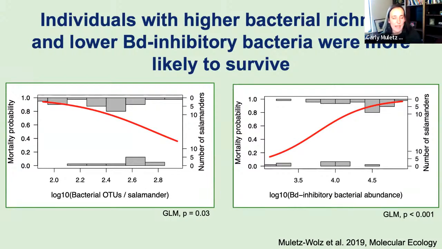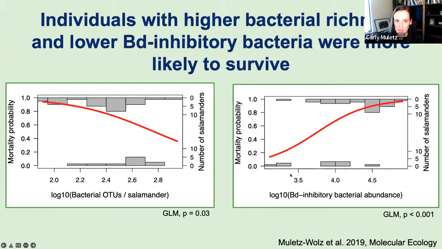So did the microbiome have anything to do with it? I'm showing you two plots here. So the probability of dying, with one being that you have experienced mortality, down to 0 where you have survived. And this is the number of bacteria you have on your skin. So if you have higher numbers of bacteria on your skin, you are less likely to die in this experiment. And then the reverse happens here, which is kind of peculiar for this experiment, that actually if you had lower BD inhibitory bacteria, you were more likely to survive.